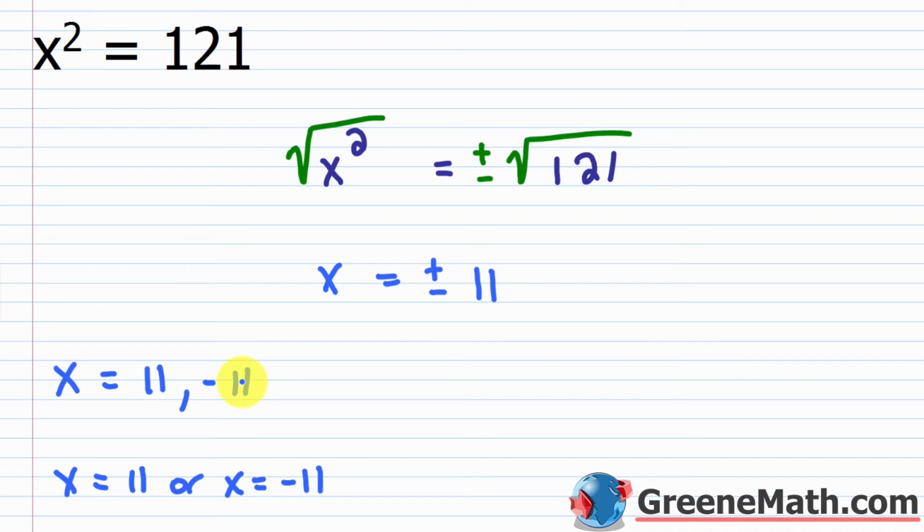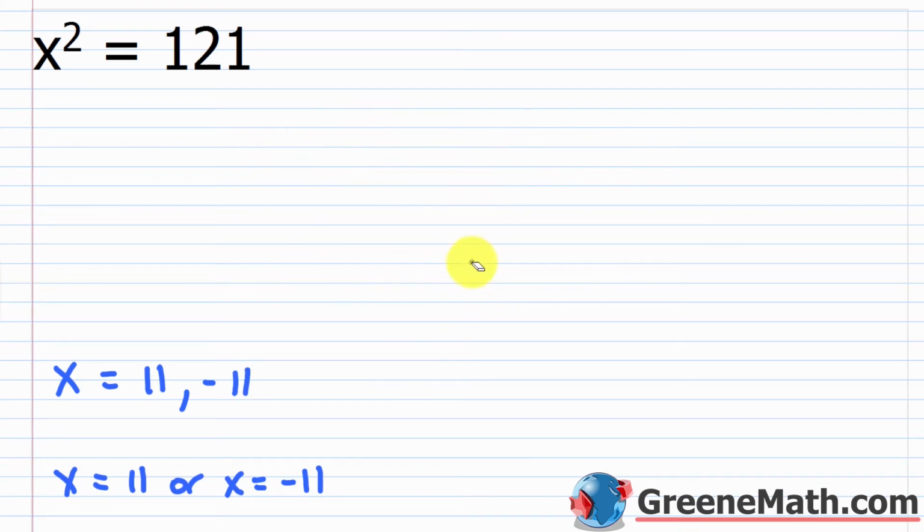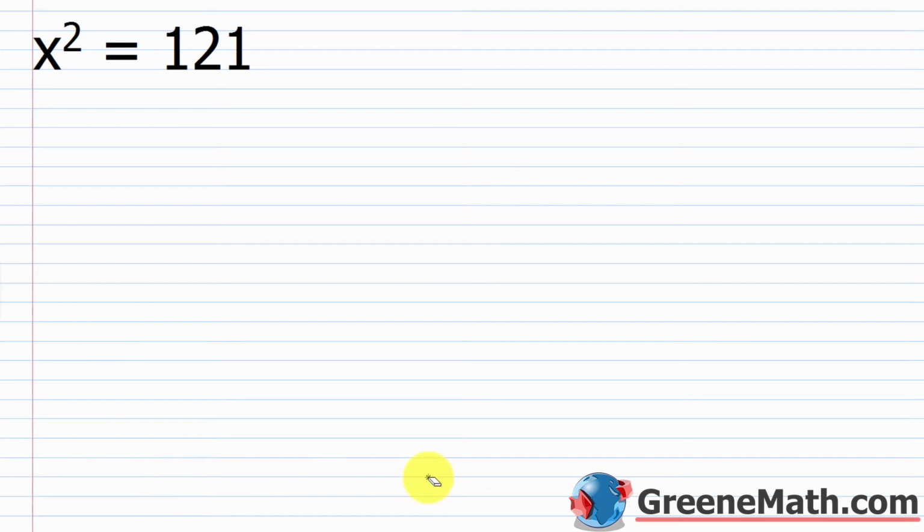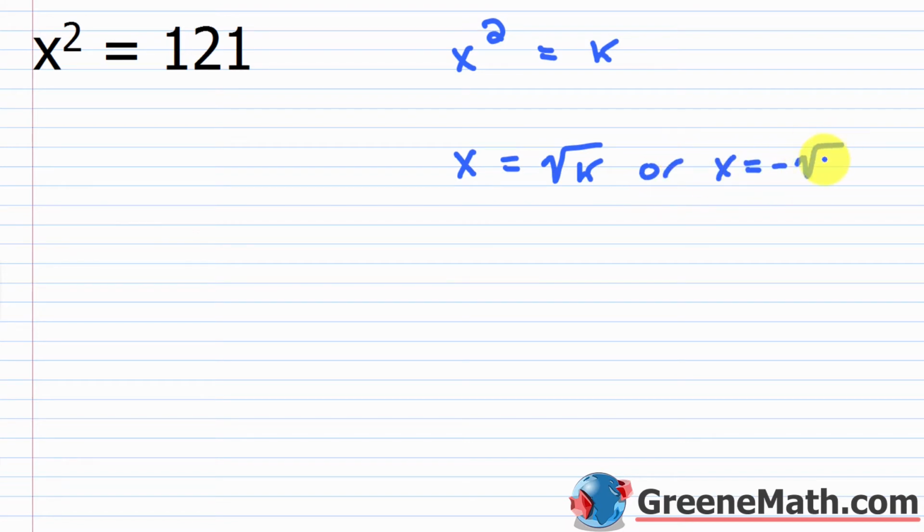But when you work with these equations, you don't need to go through and take the square root each time. You can just use your property, right? I could have started this by just saying, okay, I have x squared is equal to some number, let's just call it k. So this leads to x is equal to the square root of k, or x is equal to the negative square root of k.